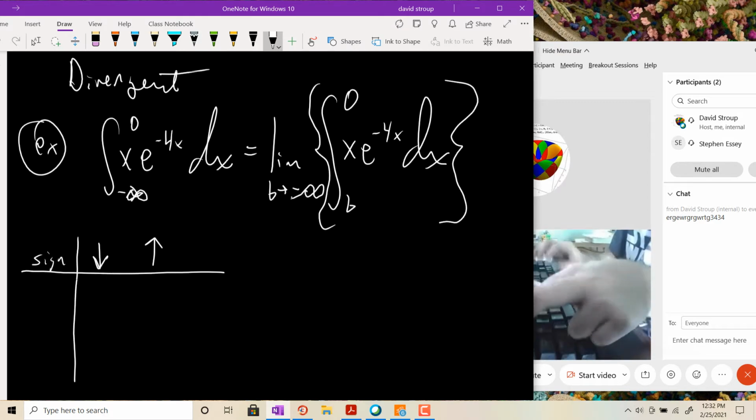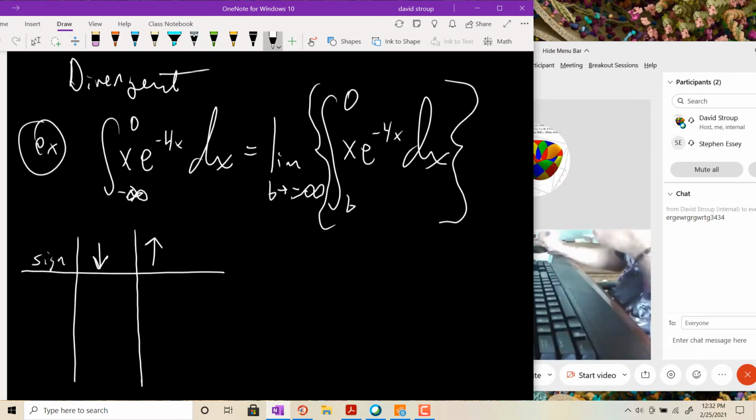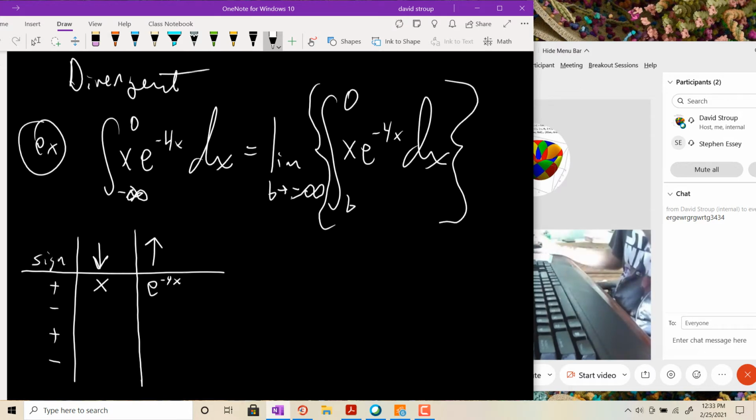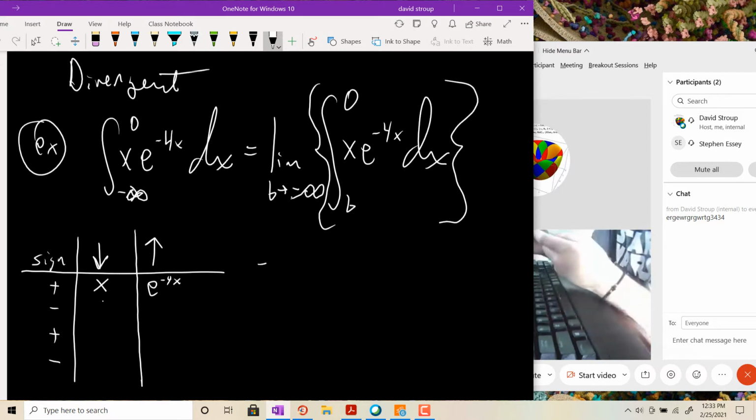So you do this instead of the UV method. You're going to go plus, minus, plus, or however far you have to go. And then, as the rule says, algebraic before trig, so you're differentiating the x and you're integrating e to the negative 4x. The way this works is you go down one row. Let me rewrite the limit and get that started.